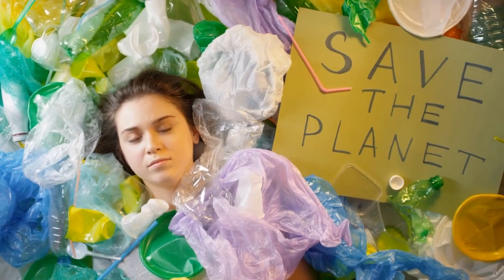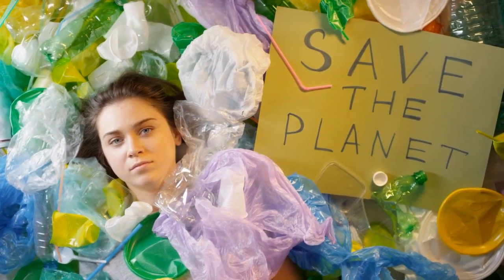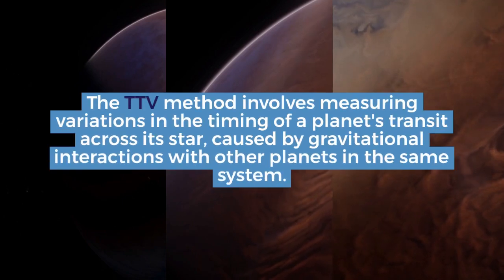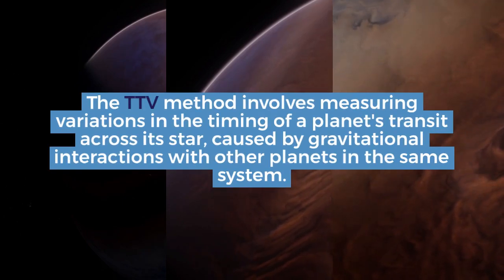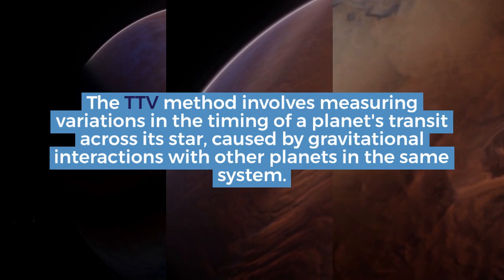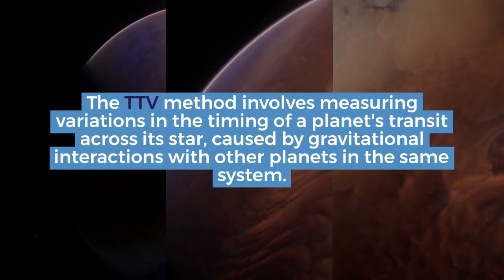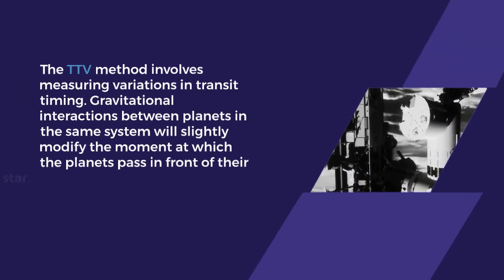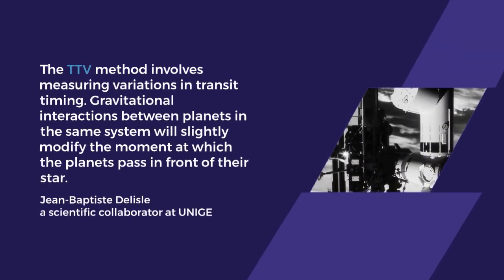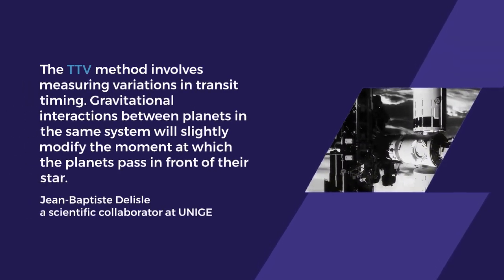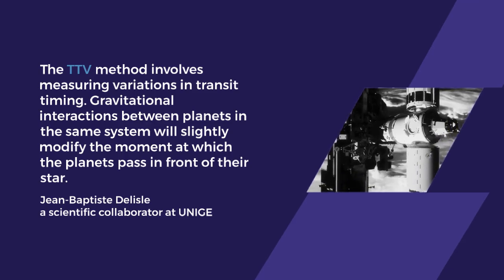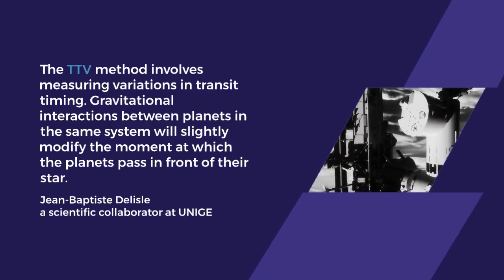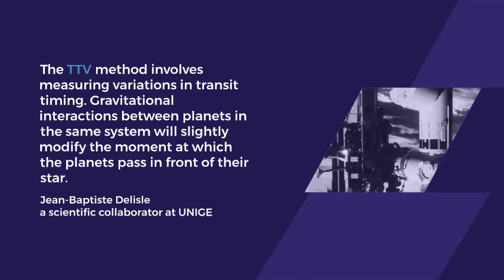To understand the density of sub-Neptunes, scientists must first measure their mass and radius. The TTV method involves measuring variations in the timing of a planet's transit across its star, caused by gravitational interactions with other planets in the same system. Gravitational interactions between planets in the same system will slightly modify the moment at which the planets pass in front of their star, said Jean-Baptiste Delisle, a scientific collaborator at UNIGE.